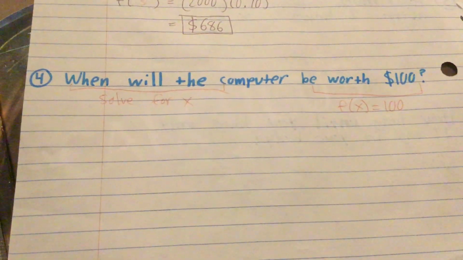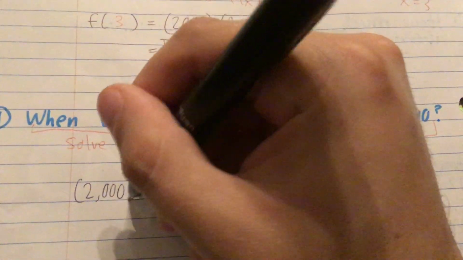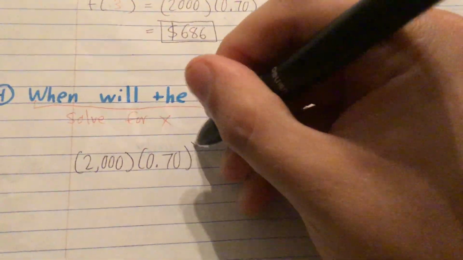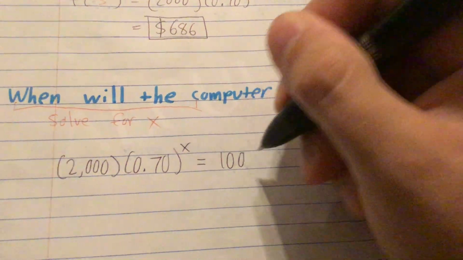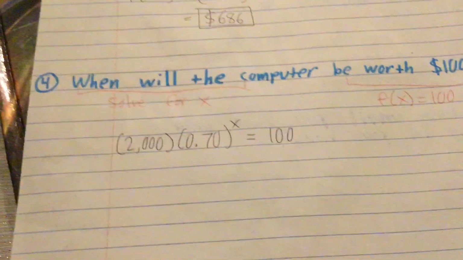So now we're going to set the equation itself. What is it? 2,000 times 0.7 to the x power is equal to 100. And now we're going to solve for x.